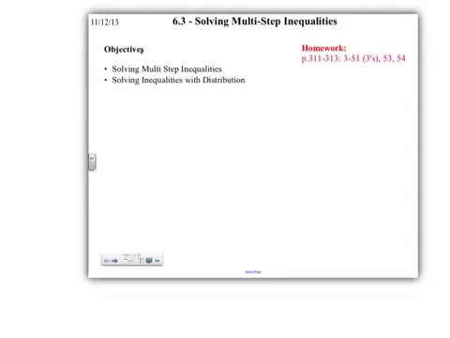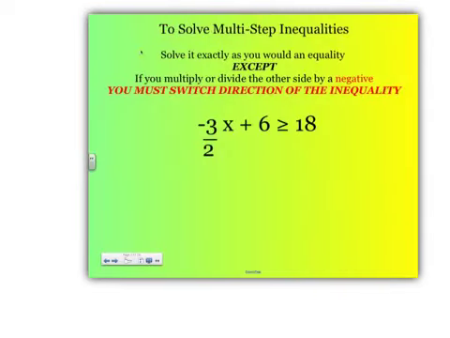Hello all, this is 6.3, solving multi-step inequalities. It's very similar to 6.1 and 6.2. So here we'll see an inequality that is multi-step. We'll solve it exactly how we would solve a normal equation, keeping in mind that if we multiply or divide by a negative, I'll have to switch the direction of the inequality.